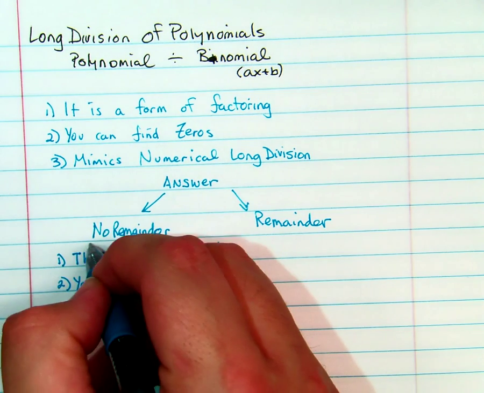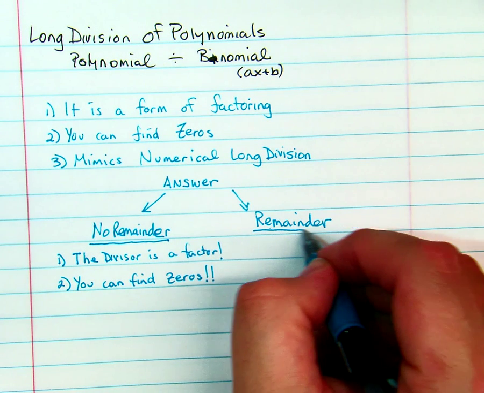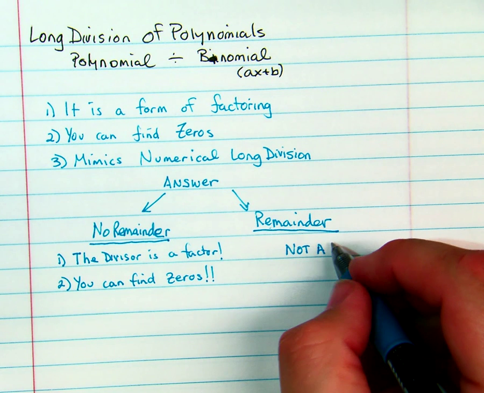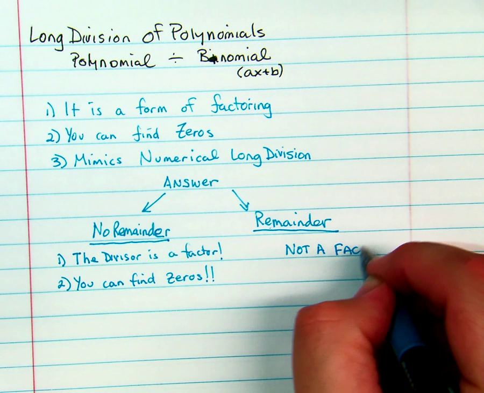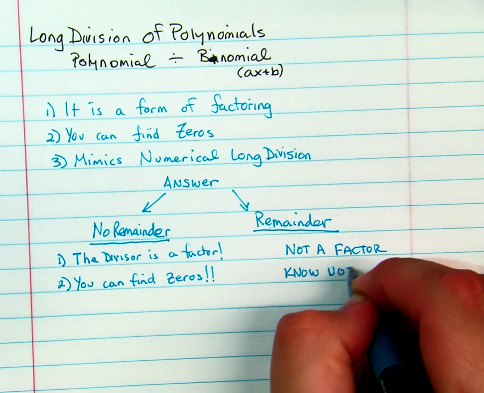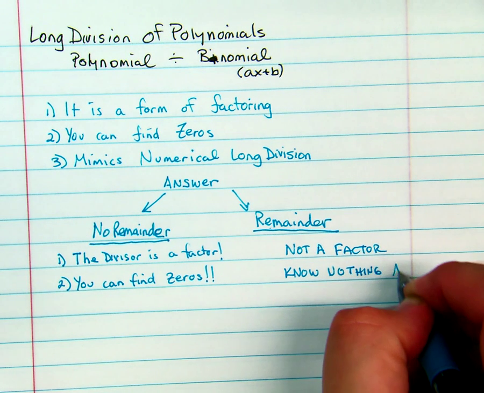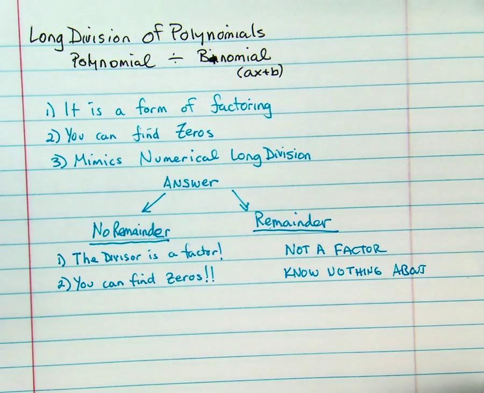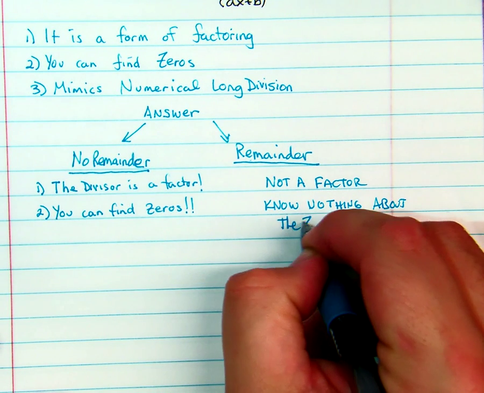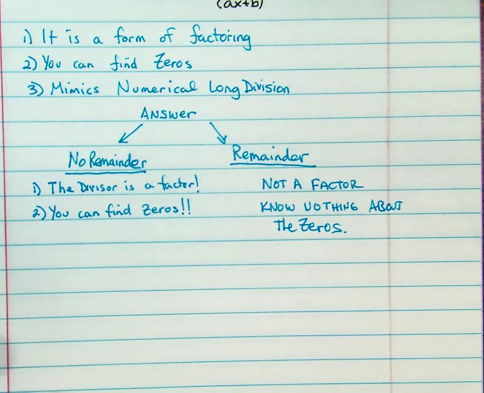If you get no remainders. If you do get a remainder, you know what you divided by is not a factor. And then you know nothing about the zeros. So you don't know anything at all about the zeros in this case. So I'll give you a second to make sure you got this copied down.